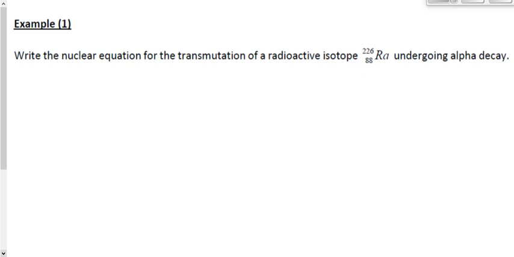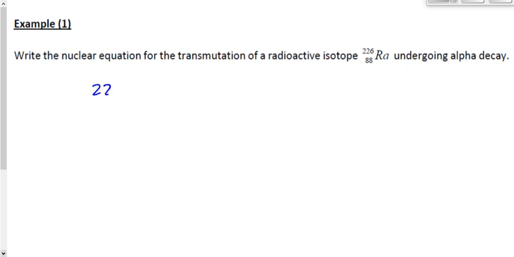Okay, let's take a peek at an example here. Number 1, it's on the back side of the sheet that I handed to you on Friday. It says, write the nuclear equation for the transmutation of the radioactive isotope radium-226 undergoing alpha decay. If it's undergoing alpha decay, then an alpha particle is produced. That's the ionizing radiation that's produced. We essentially want to see what other nucleus is produced. What is the radium turned into in addition to this ionizing radiation that we call alpha particles?